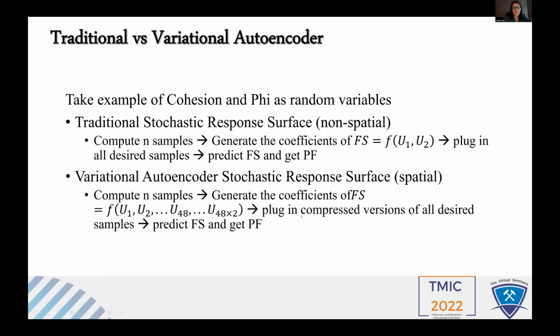Then you plug in the compressed versions of all your desired samples. So you pass all your desired samples through the autoencoder and plug them in. That predicts the factor of safety for each simulation, and then you get the probability of failure.